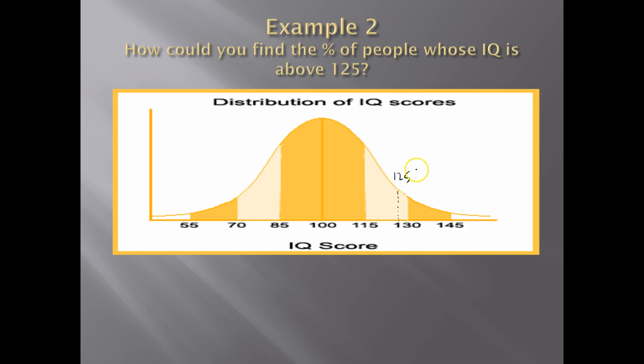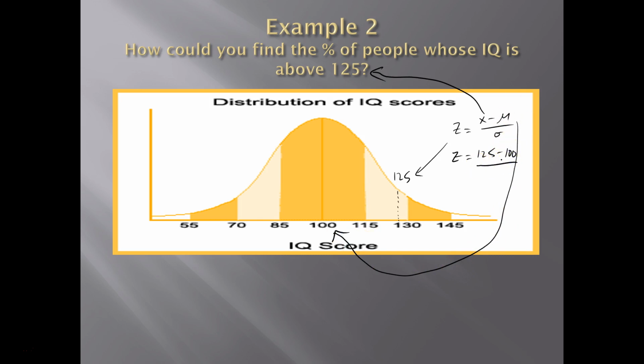So let's get a z-score for that 125. The way we get a z-score is we take the x value, subtract the mu, and divide by sigma. So our z-score is going to be our data value, that's x, 125, minus the mu. And the mu is this guy right there. It's 100.